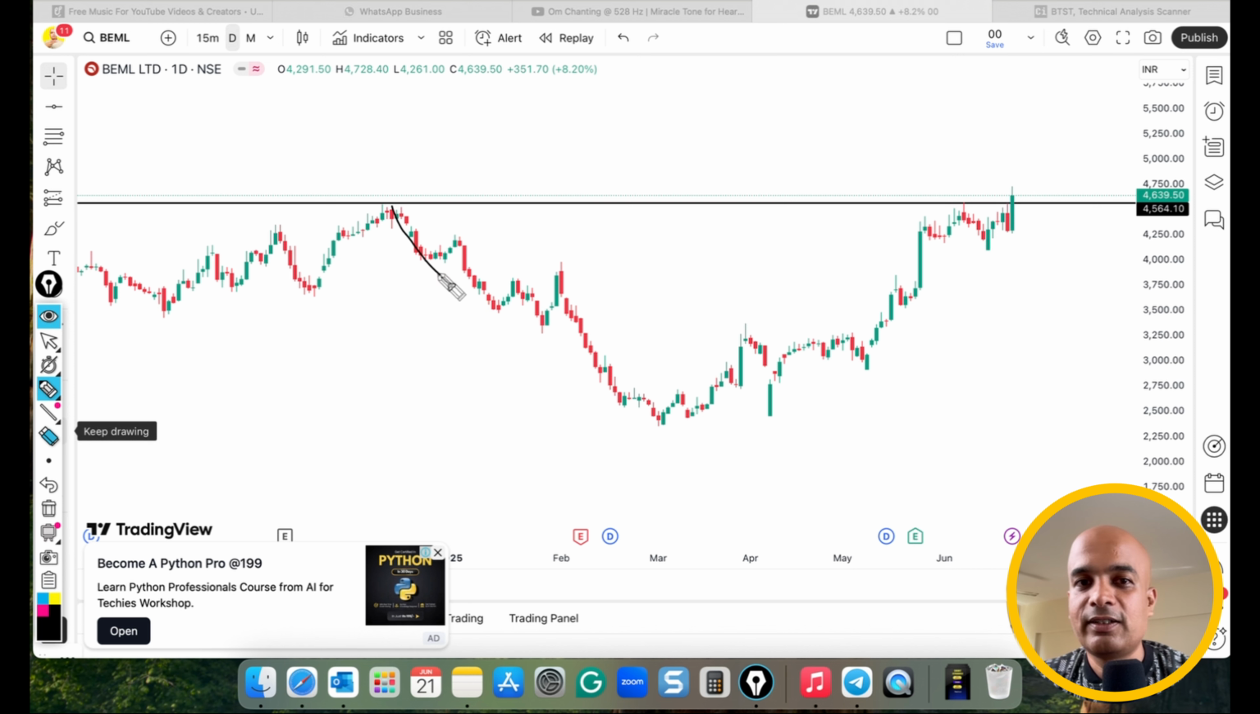And if you notice properly, there is a pattern. See here, there is a cup and handle pattern, right? So it's also showing the cup and handle breakout, right? See, this screener is very, very wonderful. It catches very good stocks actually.